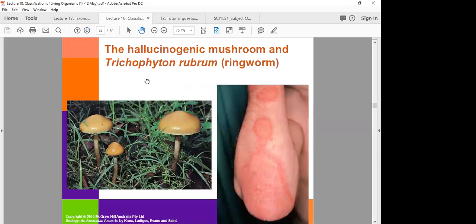All right, another couple of nice photos. So here we have the hallucinogenic mushroom called psilocybe, used as a recreational drug. And here we have the fungus called Trichophyton rubrum, which causes that nasty ringworm disease.